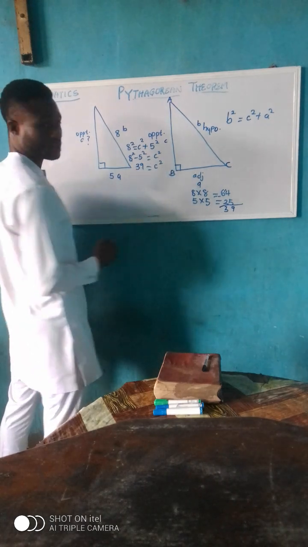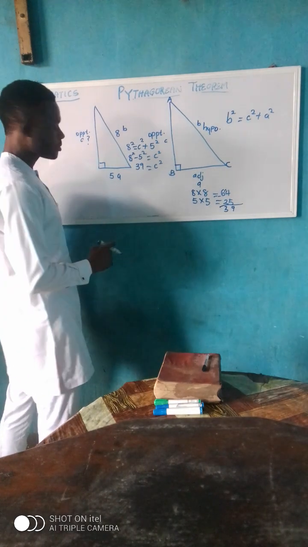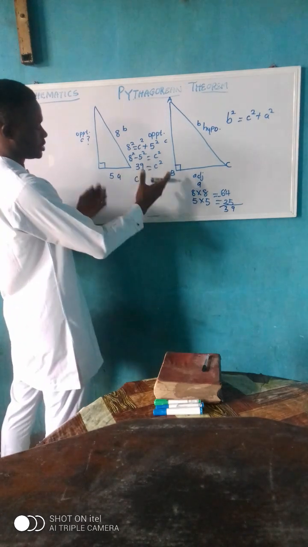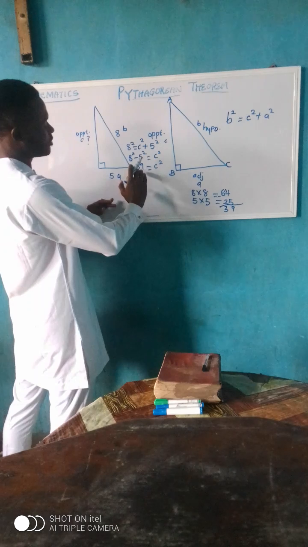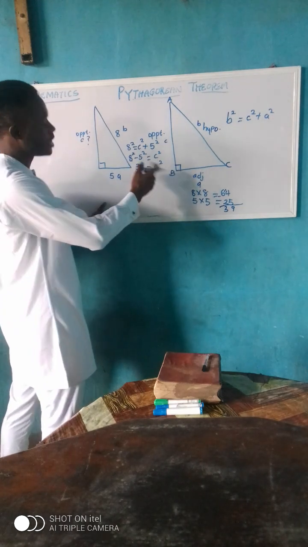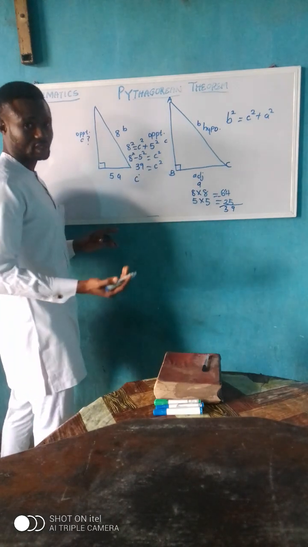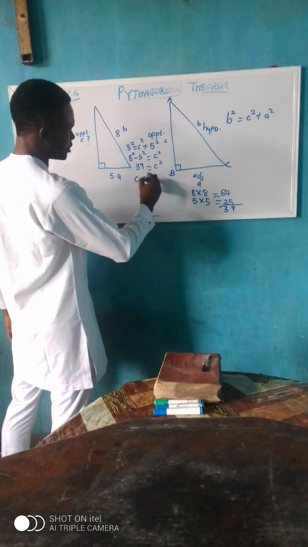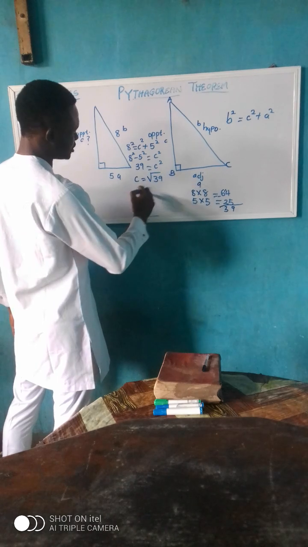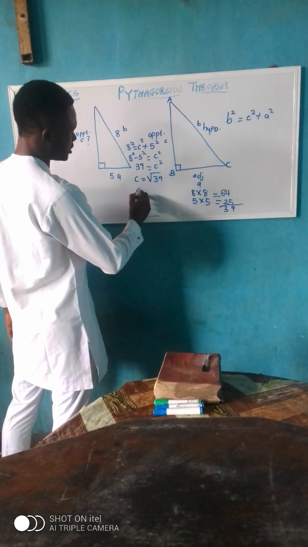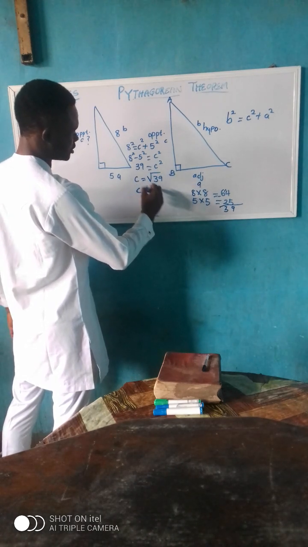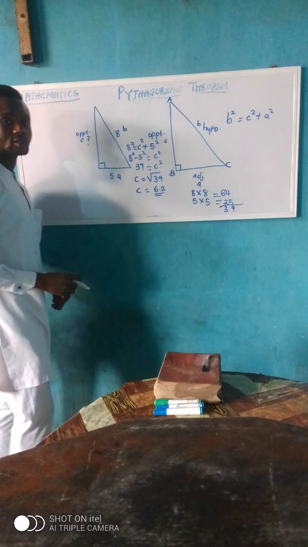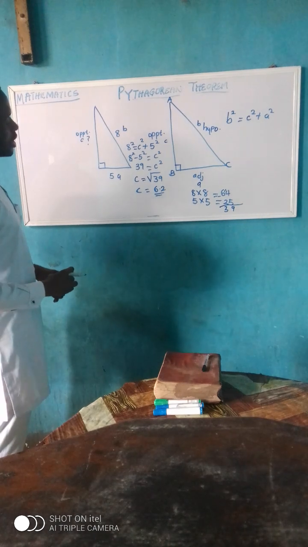So we need to remove the square here. Even if you say 39 is equal to c squared, it is the same thing as saying c squared is equal to 39. The reverse is still the case. So to remove the square, we can say c is equal to the square root of 39, which will give us 6.2. So that is our final answer.